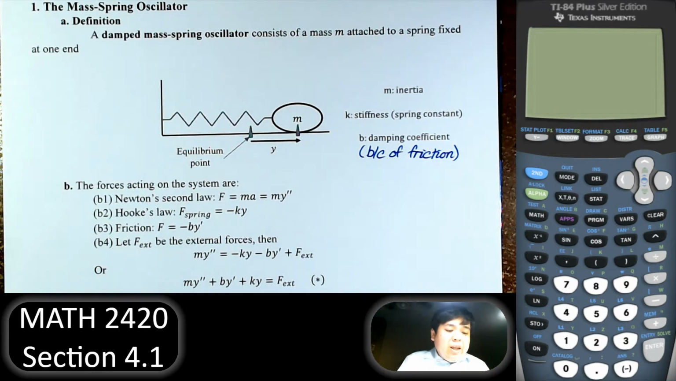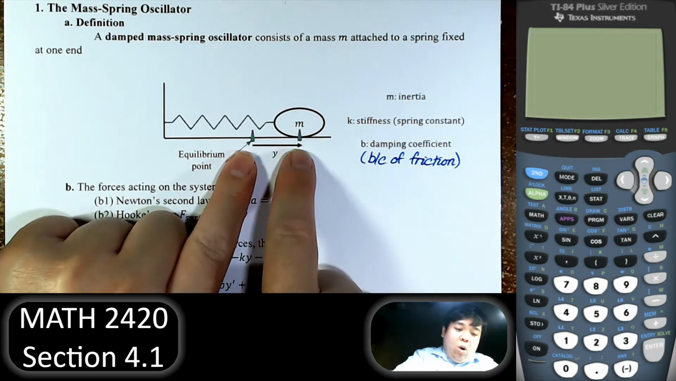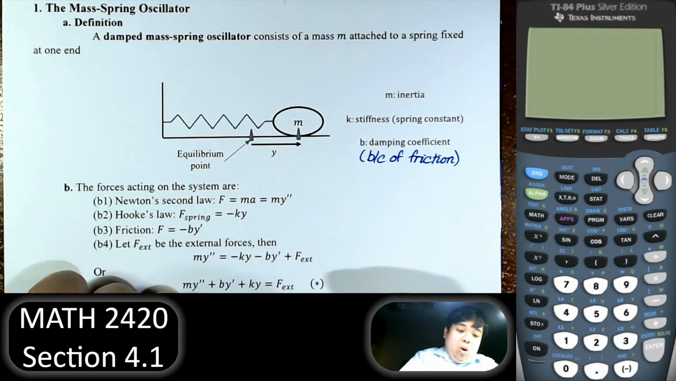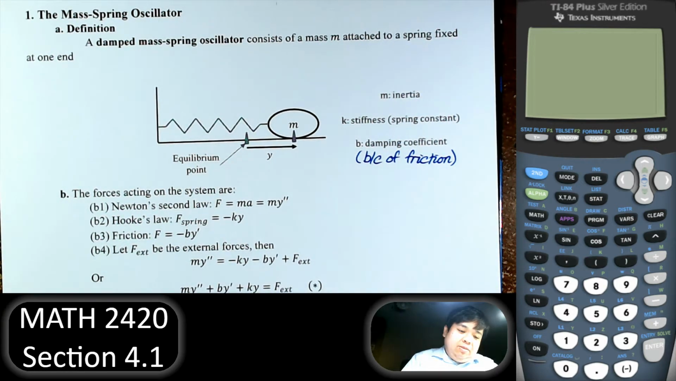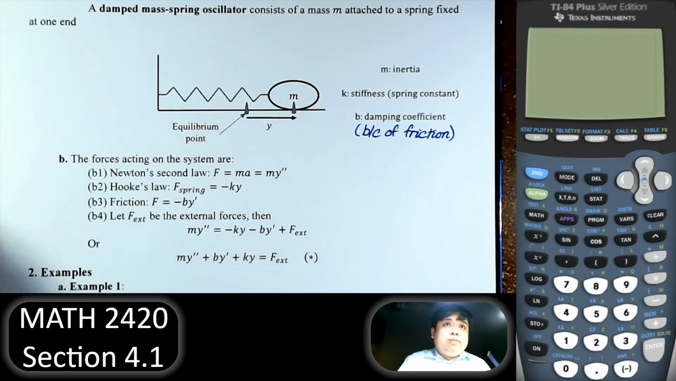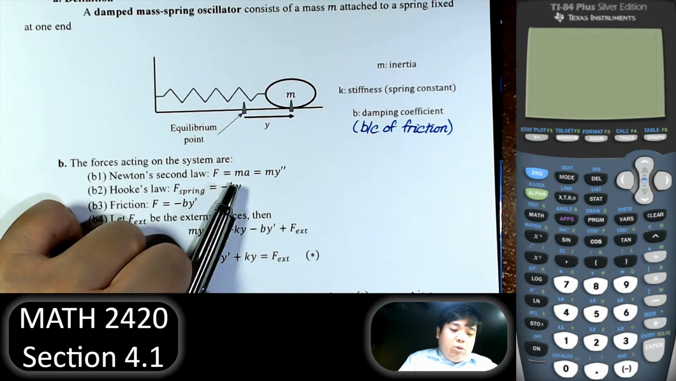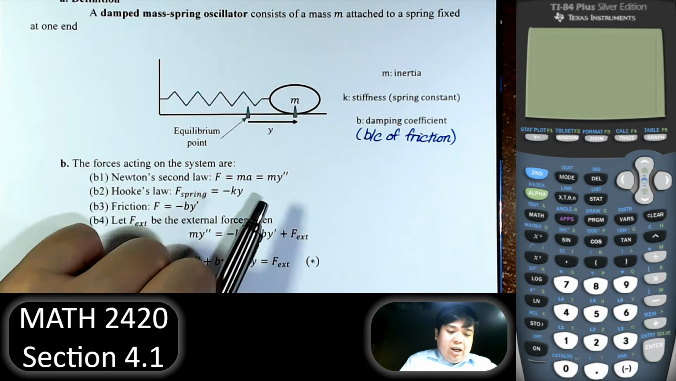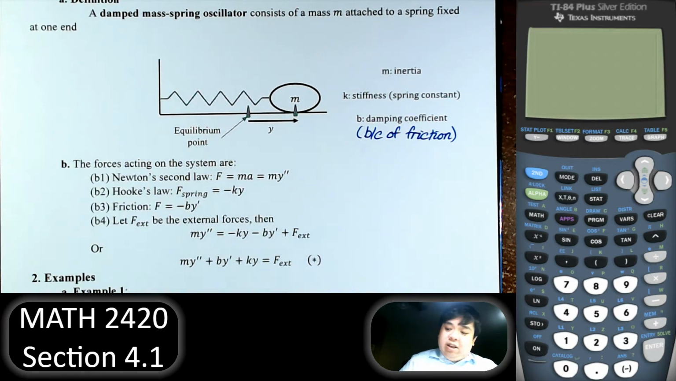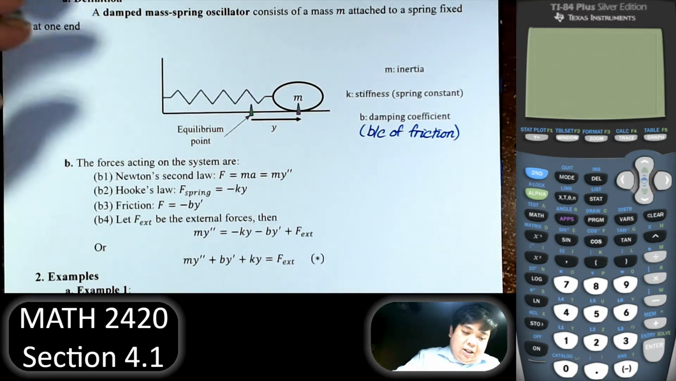Now, once again, we try to write the function y, which is the distance from the equilibrium of the mass system, as a function of time. So let's put it all together. Newton's second law of motion: F, the force, is equal to mass times acceleration, which is equal to mass times the second derivative, because acceleration is the second derivative. So that is Newton's second law. We have this.